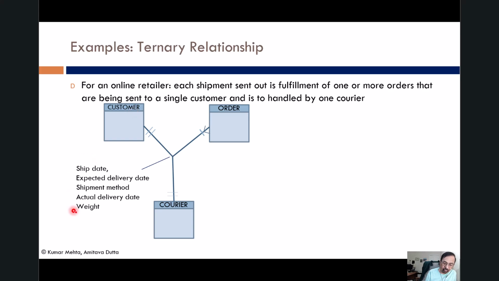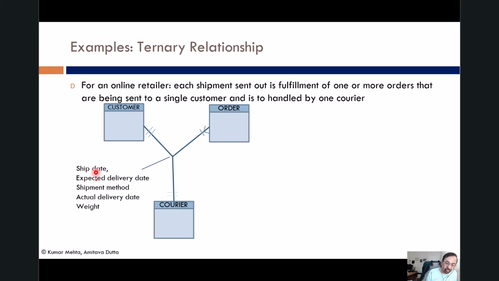And if you look at these attributes over here, ship date, expected delivery date, shipment method, actual delivery date, weight, and so forth, these attributes are properties of the relationship among these three entities. So these attributes that you're seeing here are examples of relationship attributes. Think back to what we had said a few minutes back: attributes of entities are something very natural, we can all relate to it. Attributes of relationships don't come to us naturally, but it's certainly possible.